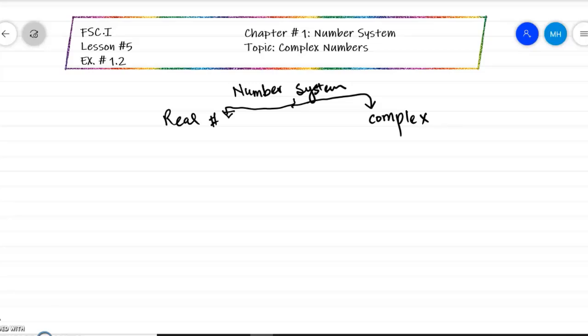If you are familiar with the real numbers, it's easy to understand the complex numbers also, because we have to use the properties of the real numbers in the complex numbers as well. If you are familiar with the previous topics, this lesson is for you and you can continue with it. But if not, then I strongly recommend you go back and watch the last videos. So let's get started with today's lesson, which is about the complex number.